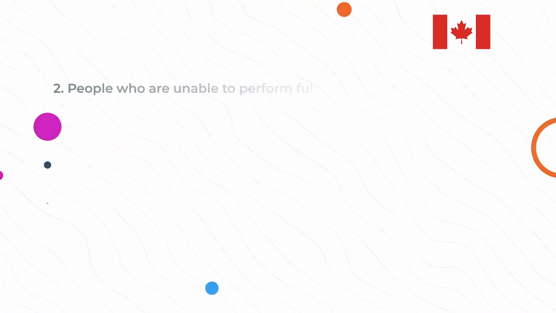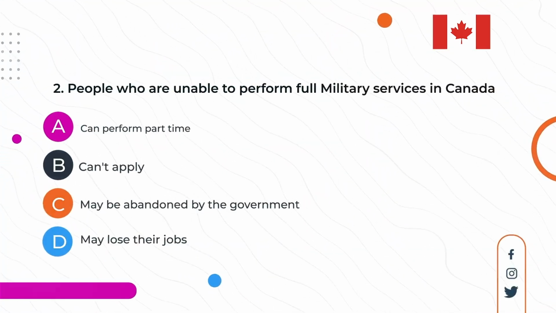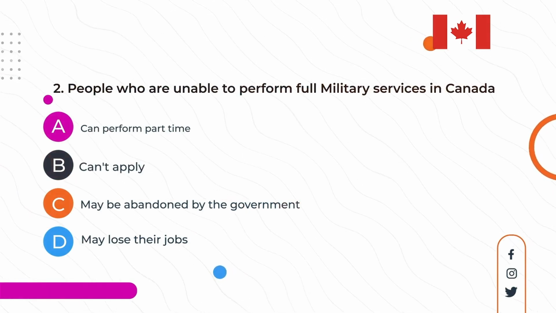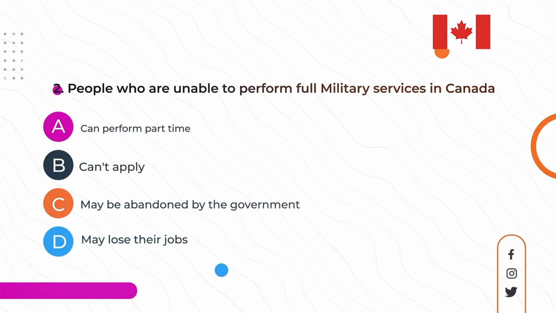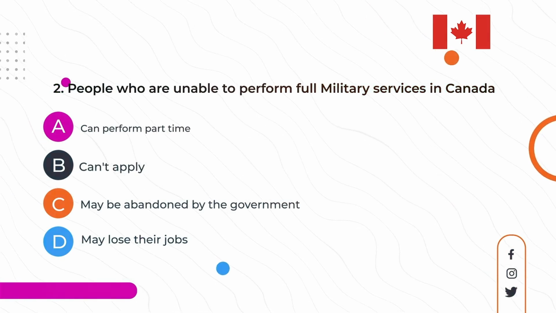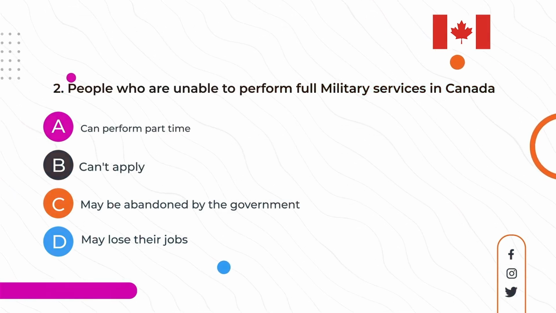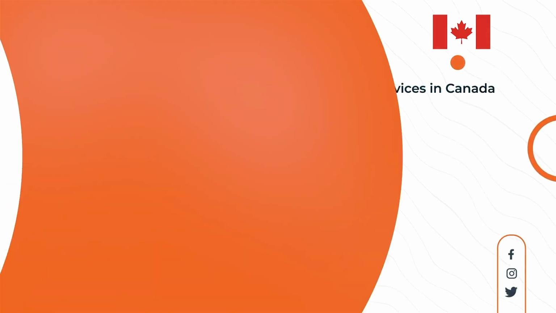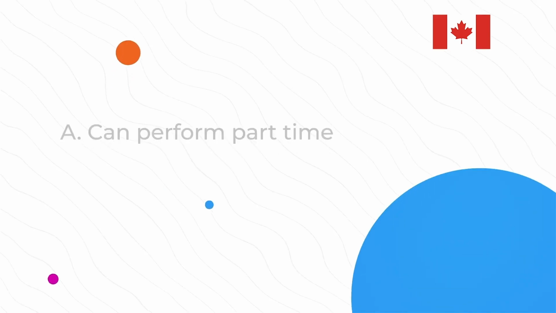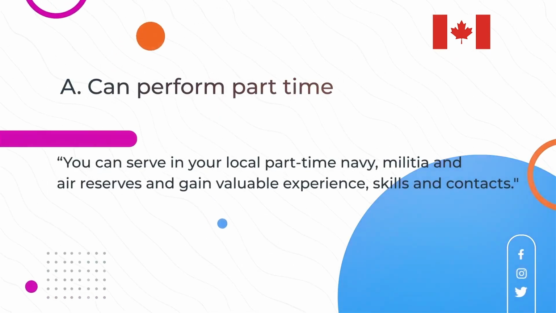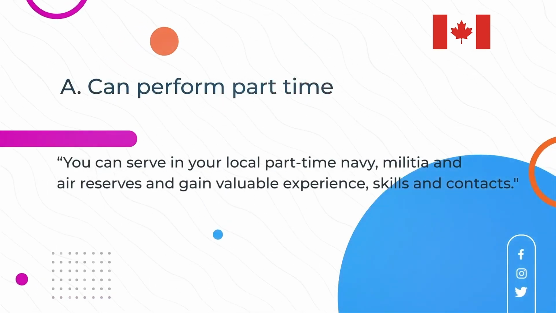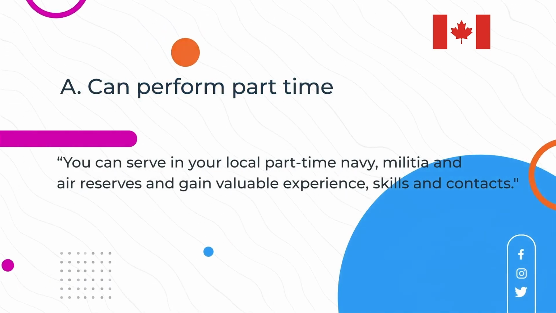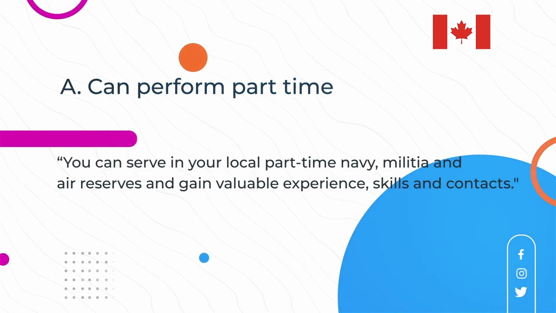Number 2. People who are unable to perform full military services in Canada: A. Can perform part-time. B. Can't apply. C. May be abandoned by the government. D. May lose their jobs. Answer: A. Can perform part-time. You can serve in your local part-time Navy, militia, and air reserves and gain valuable experience, skills, and contacts.